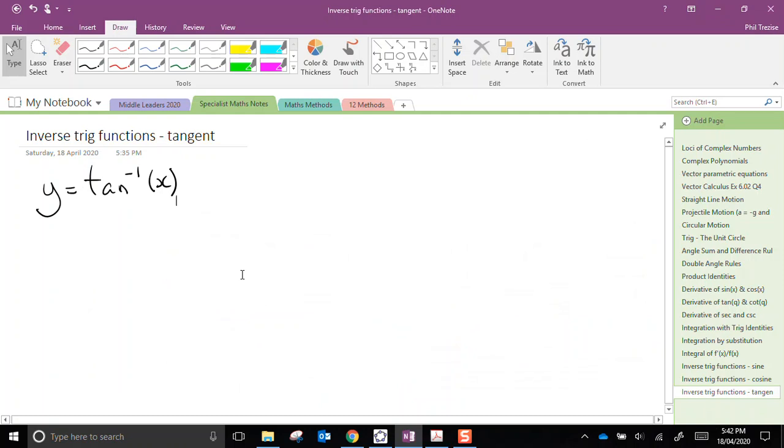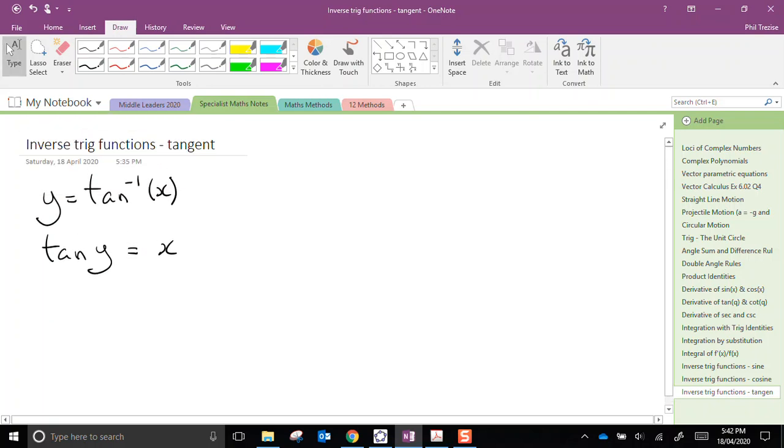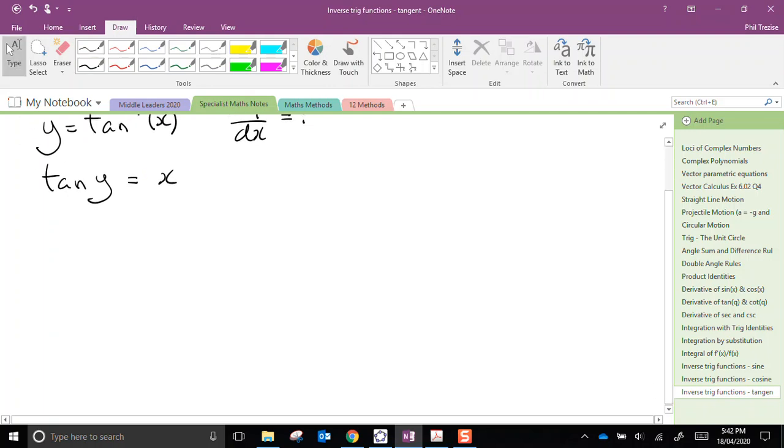Now, let's go about finding the derivative of this function. So, as always, we will begin by taking the tan of y, and that would equal x. Like always, we're trying to find dy dx of this original function. Now I will use implicit differentiation, which we've seen a couple of times now. So dy dx, d over dy of tan y equals the derivative with respect to x of x.